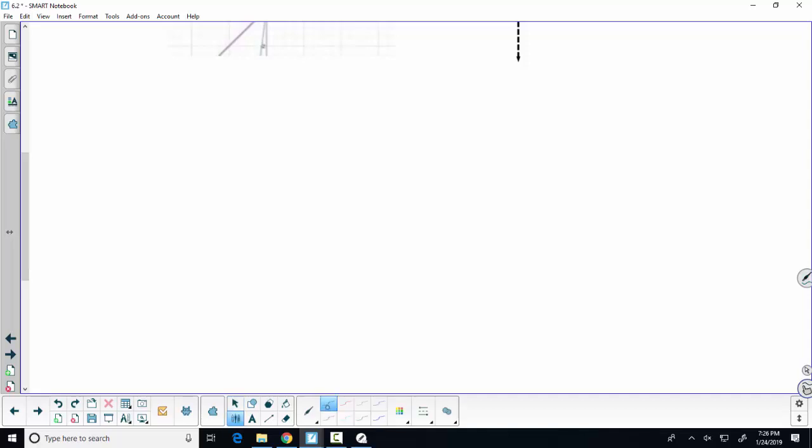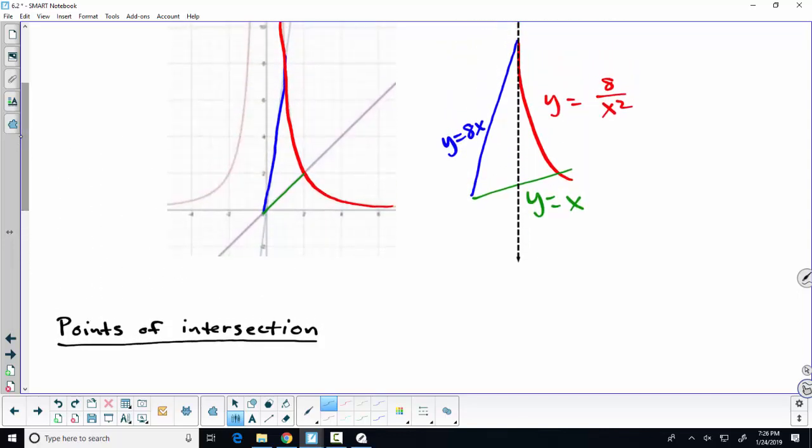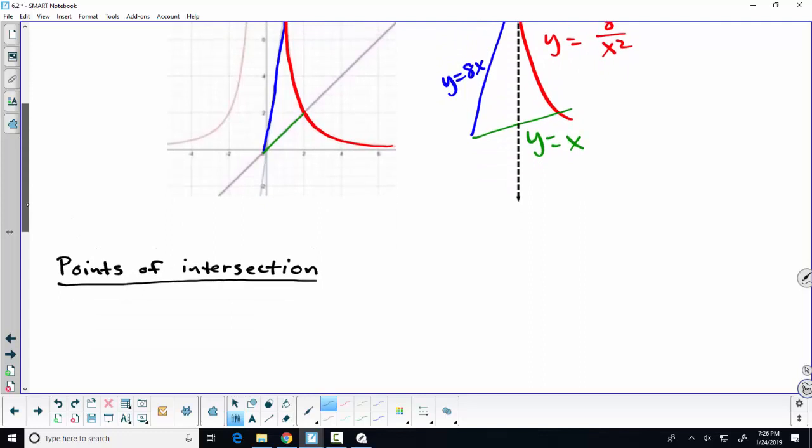So here's kind of our preliminary work then. We have 3 different intersections: the intersection of the blue and the green, the red and the blue, and the red and the green. It doesn't matter where we start. Where does 8x, I mean, maybe we can tell that that's the origin, maybe not.